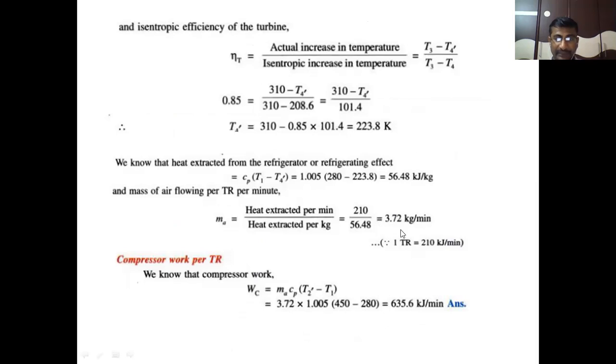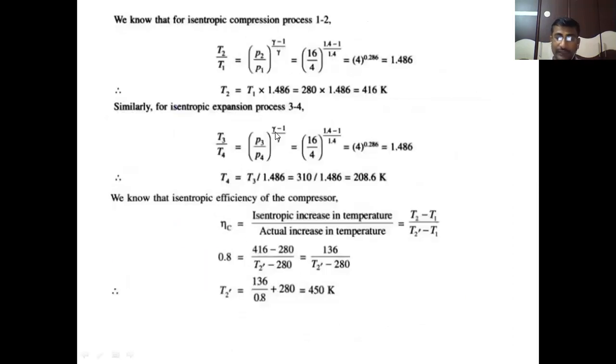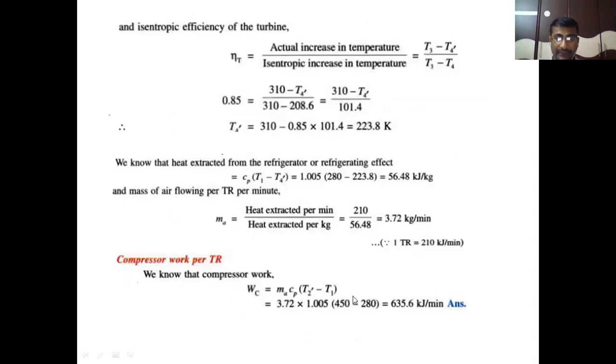Therefore, MA is 3.72 kg per minute into 1.005, the Cp value for air, into T2 dash, which is 450 kelvins as calculated earlier, minus 280. Sorry, T1 value is given in the problem, 280. So in total, 635.6 kilojoules of work is done on the system every minute. This much work is consumed by the compressor.